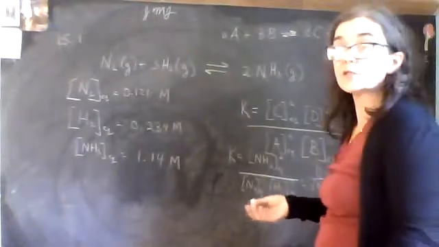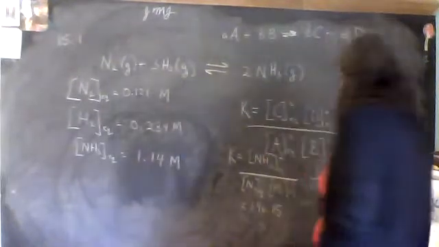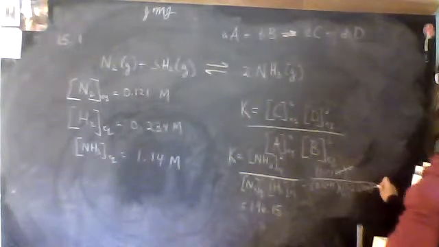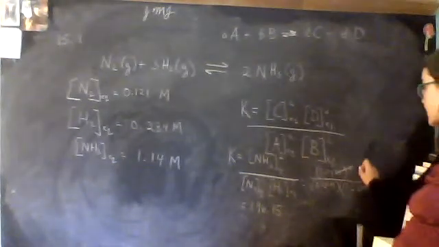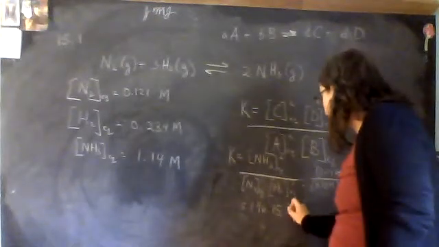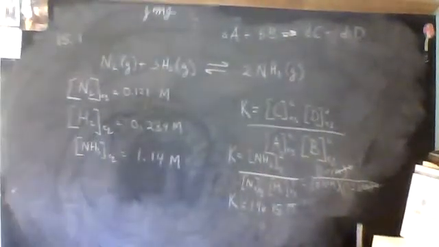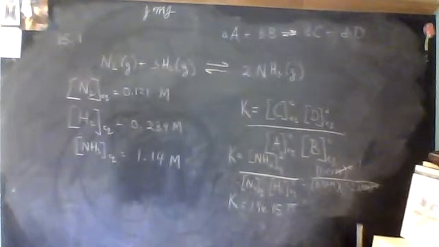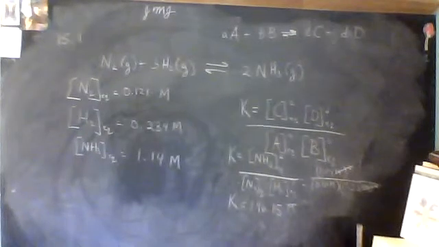What are my units here? Molarity. Now let's look at that. Here I have molarity squared, and here I have molarity squared, so I'm going to cancel them out, and here I have molarity. So this becomes 1 over molarity. So K is 196. Now, what are my correct sig digs? 3. So I'm going to say 196, 1 over molarity is K.